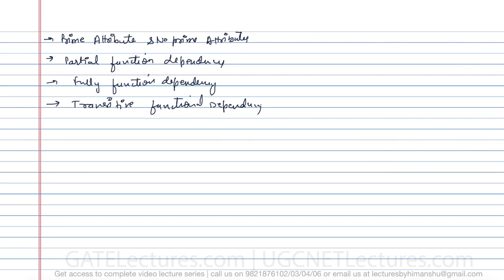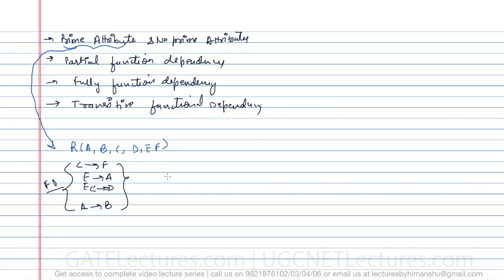So we'll start with what is a prime attribute. When I'm saying prime attribute, these are the attributes which come in the key, or you can say candidate key of a relation. Those attributes are called prime attributes. Assume we are having the relation R(A, B, C, D, E, F). In this relation, these are the functional dependencies which are given: C determines F, E determines A, EC determines D, and A determines B.